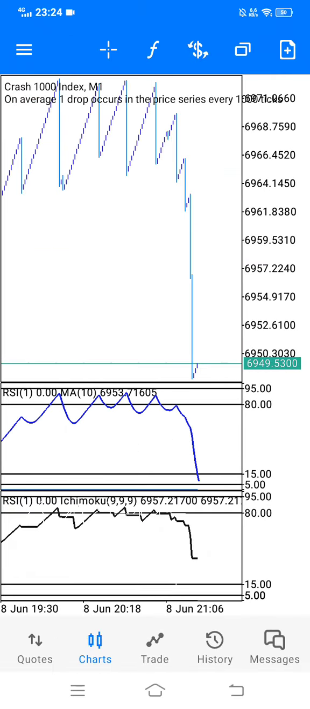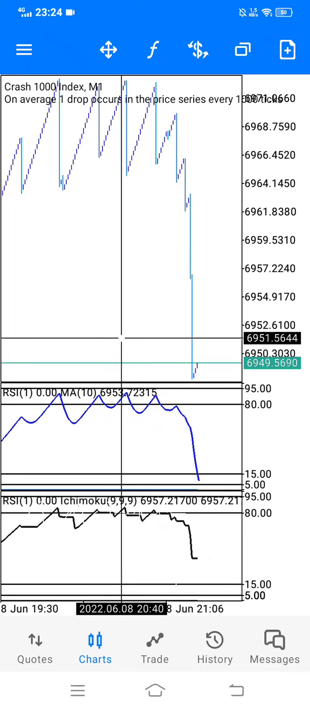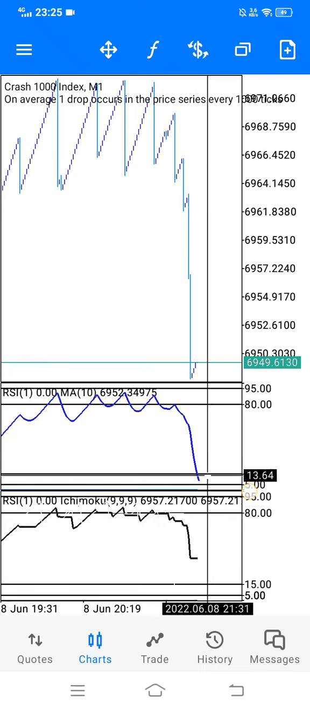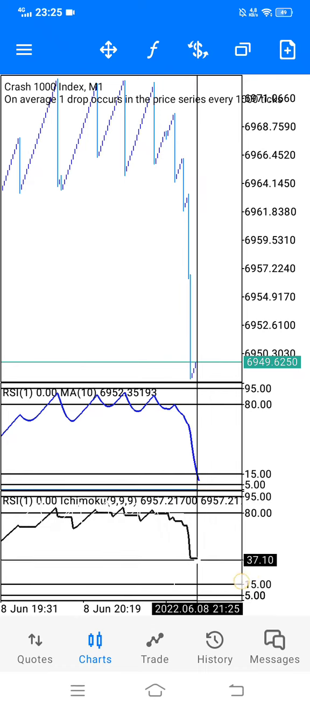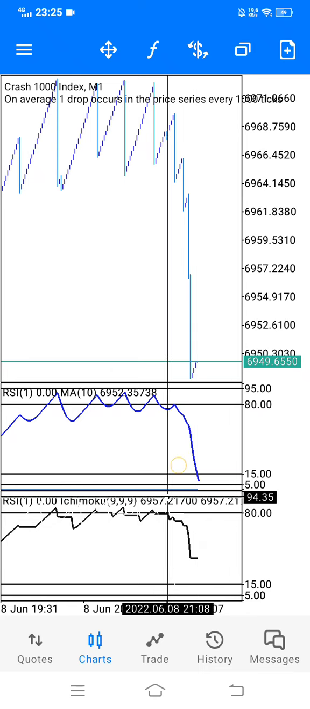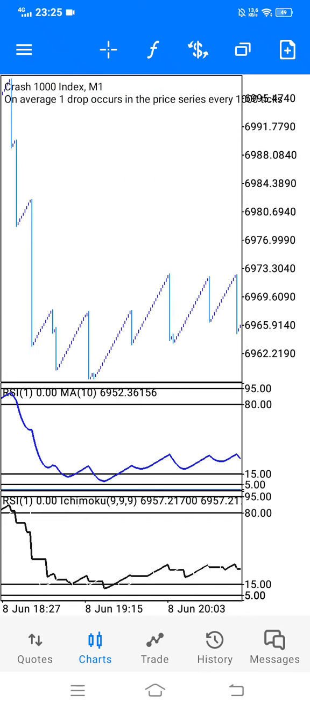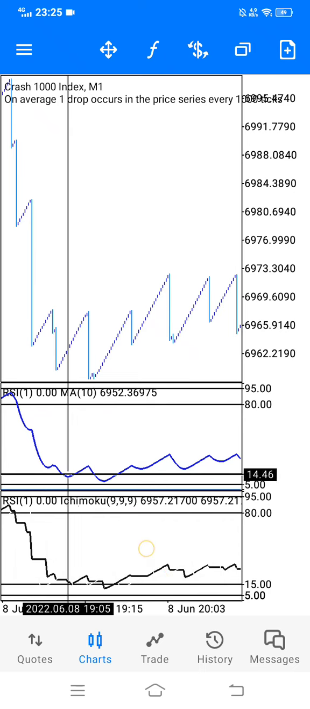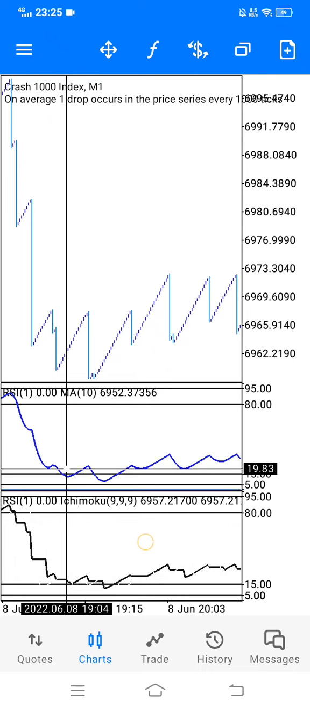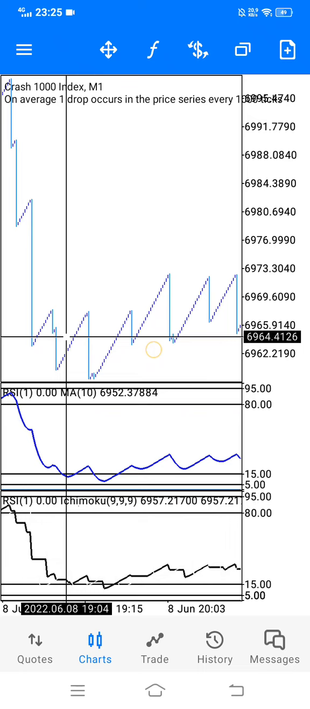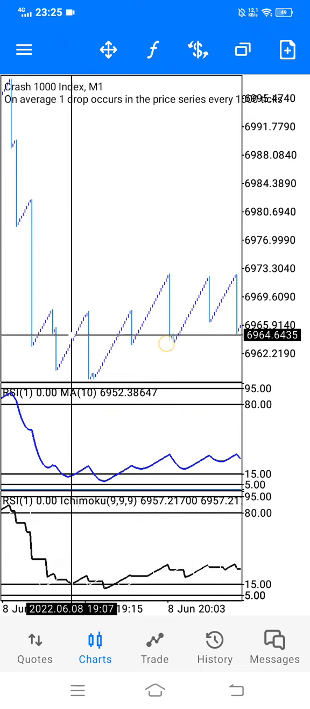So over here on Crash 1000, confirmations are not met yet to enter the market. Our moving average is in between these zones, level 5 and 15. However, our Ichimoku is not at level 15 yet. So we won't take any trade over here. This is what we need to see. Right over here, we can see the moving average is in between level 15 and 5. The Ichimoku is bouncing off level 15. We enter the trade, take our 5 candles and close.